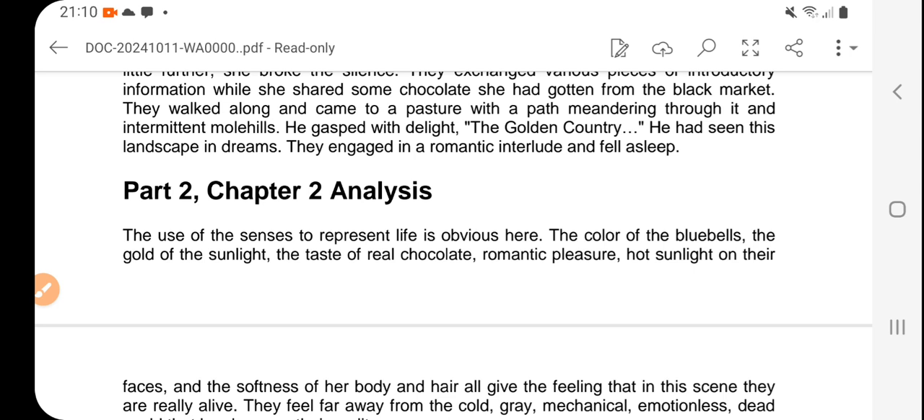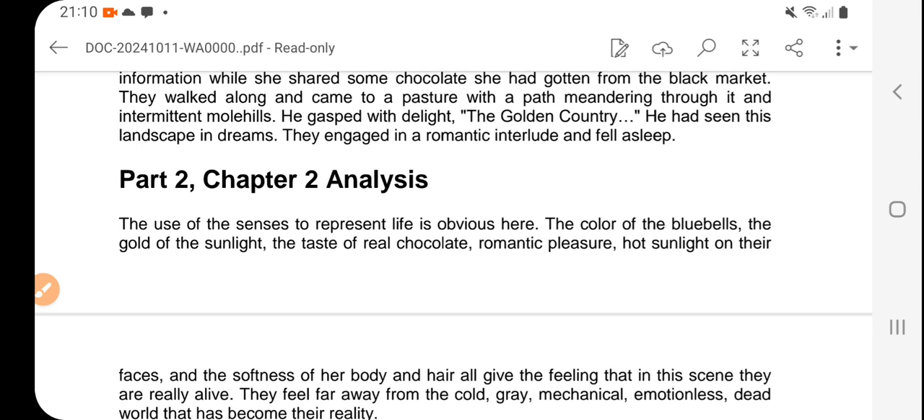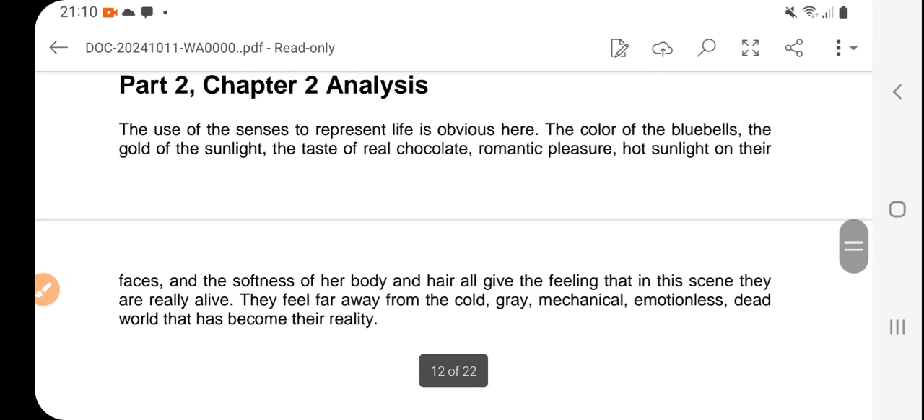So Julia brings chocolate for Winston Smith, and they walked along and came to a pasture with a path meandering through it and intermittent molehills. When they meet, they gasp with delight. The golden country: he had seen this landscape in dreams. They engaged in a romantic interlude and fell asleep. So this is chapter two, a meeting, and they enjoy spending time with each other.